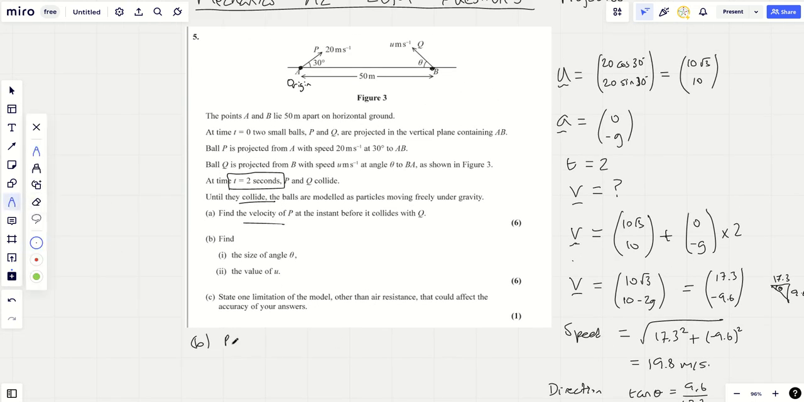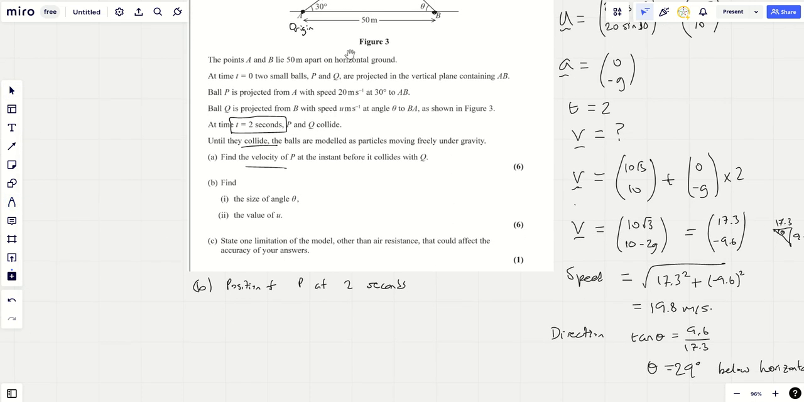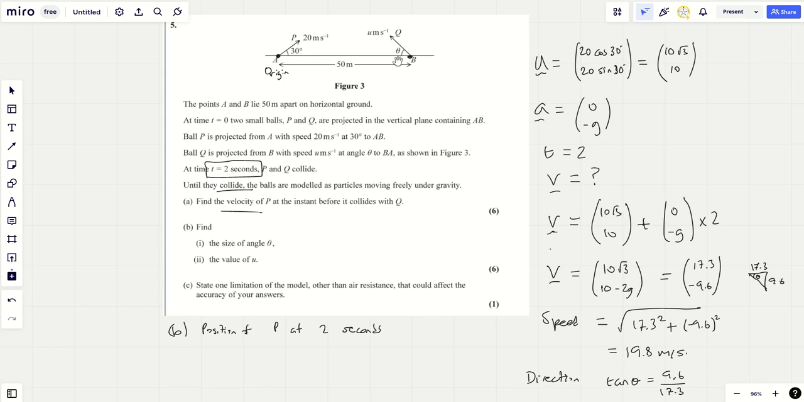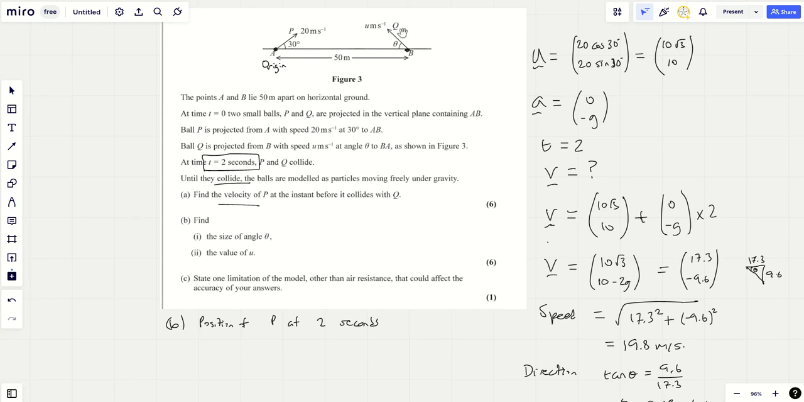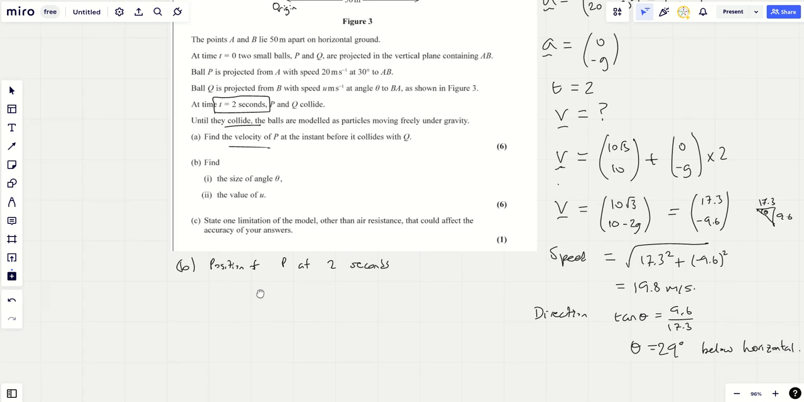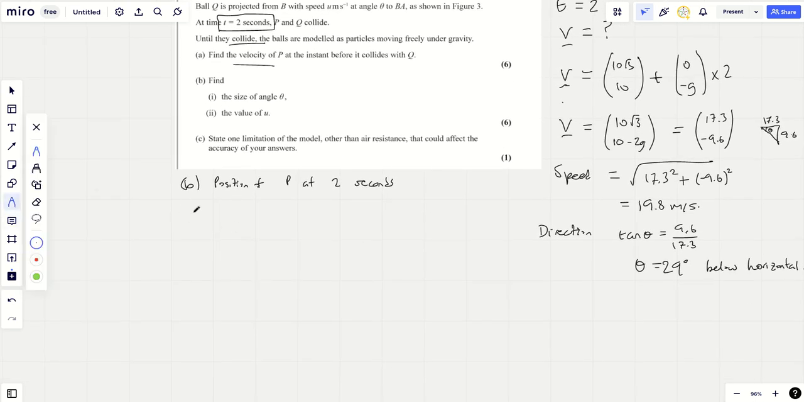So let's find the position of P first. That's what I'm going to do first here, because with the position vector that I get, I can easily reverse engineer it for Q, so I can find where Q is. I'll then know where Q is after 2 seconds because they're colliding, and then I can use that to find theta and U. Okay, let's find the position of P.